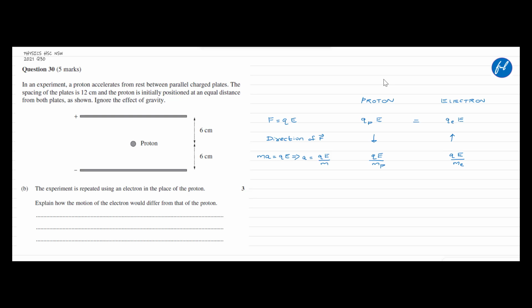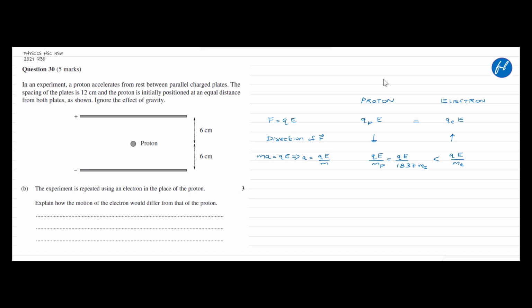Now we know that the proton is heavier, approximately 1837 times, so this can be written as QE divided by 1837 times the mass of the electron. Therefore, the acceleration experienced by the electron will be 1837 times higher than the acceleration experienced by the proton.